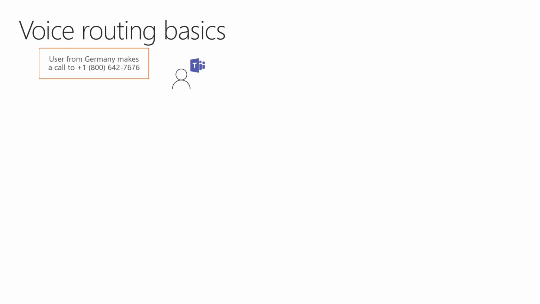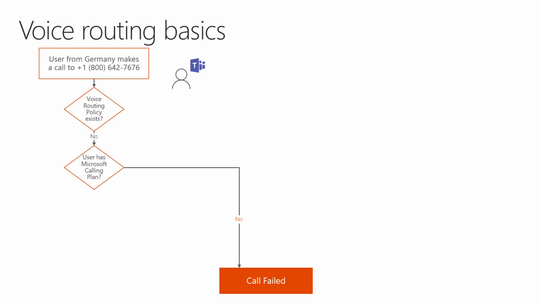So once a user has dialed the number and the number has been normalized, how will Teams deal with this number and decide how to route it? In this example, a user from Germany makes a call to +1 800 642 7676. The first thing that the system will check is, is there a voice routing policy existing for this user? If not, then it means this user can't use direct routing and will have to fall back to a calling plan. If there is no calling plan for the user, that means the user has neither direct routing nor a calling plan, so the call will fail and the user can't place the call.